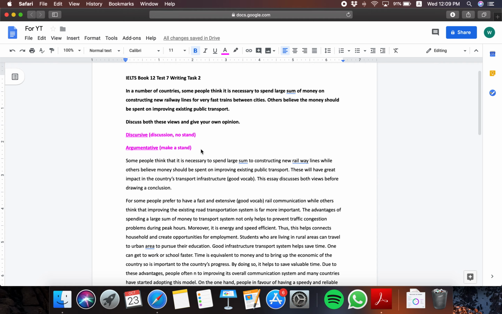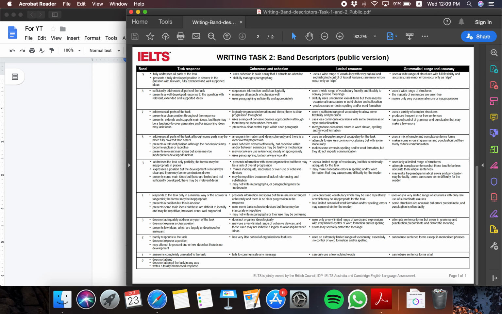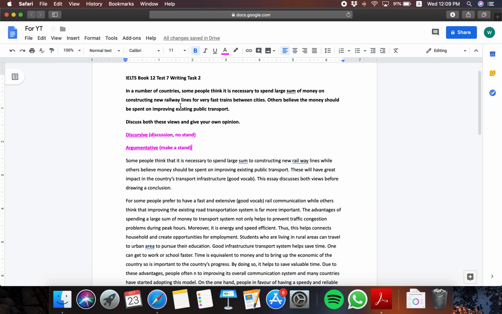Today we are going to focus on content because if you were to look at the band descriptor of IELTS, task response actually takes up 1/4 of the marking scheme. So make sure that you have a good structure. Also, if you have a good structure to follow, you will also fulfill the coherence and cohesion criteria. So that will be half of the marks that you will have gotten.